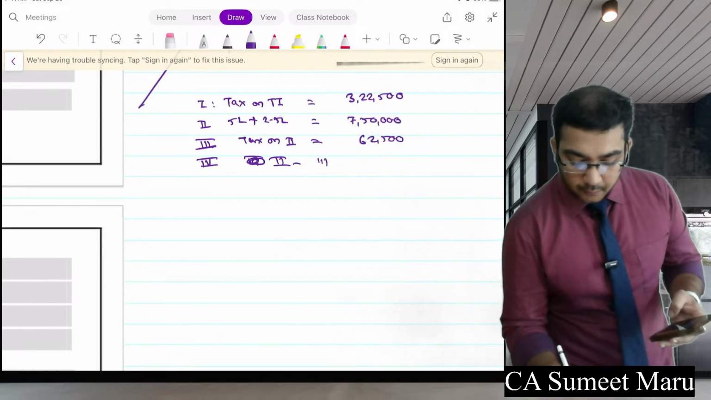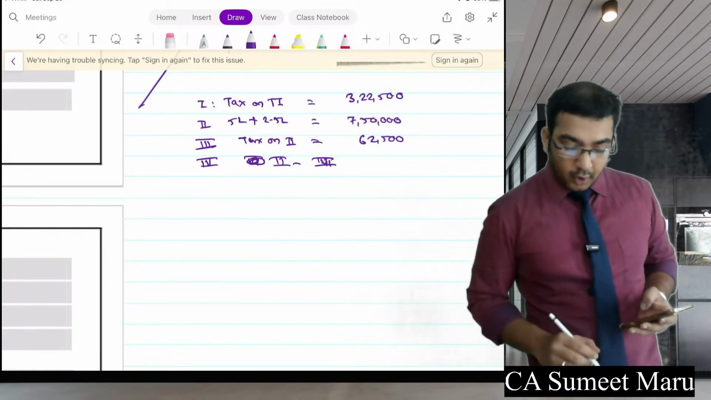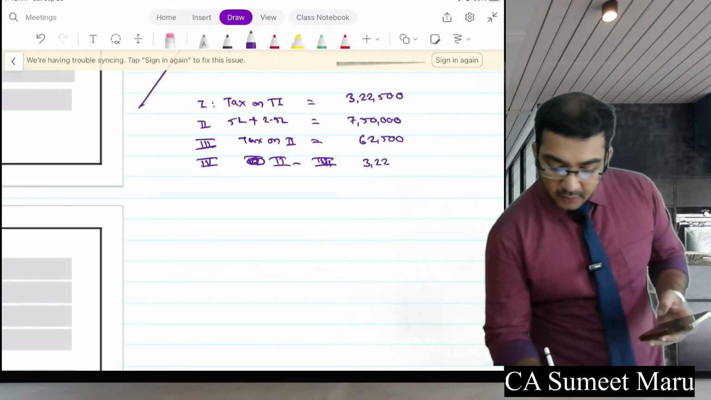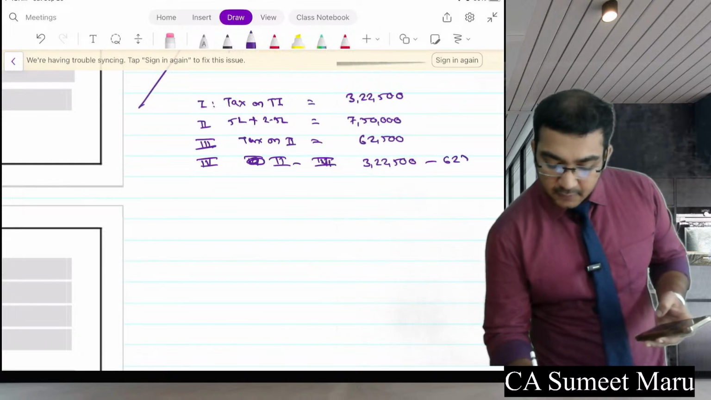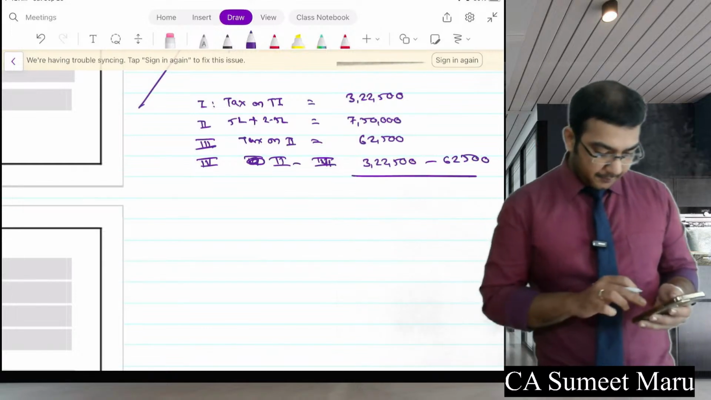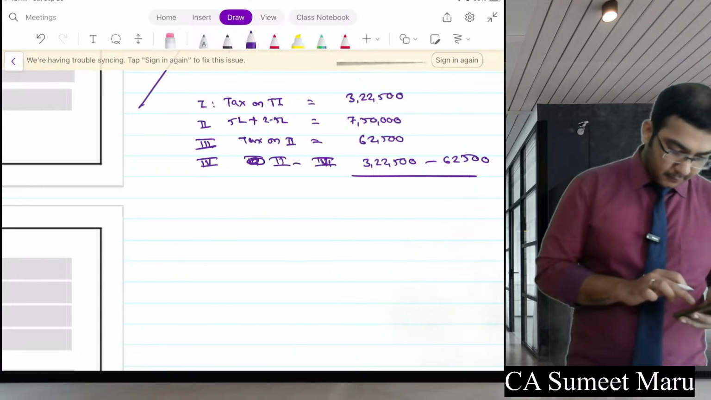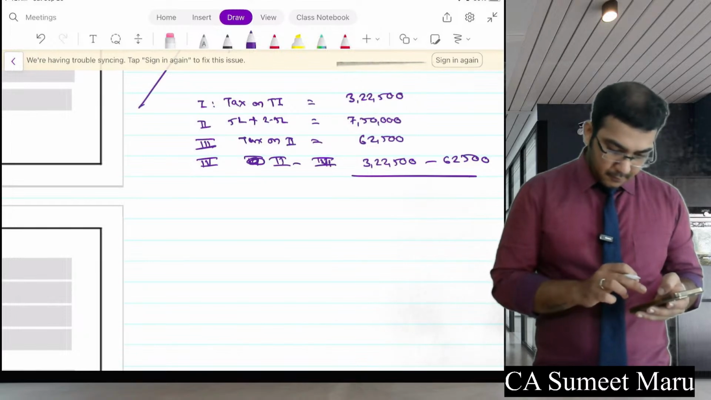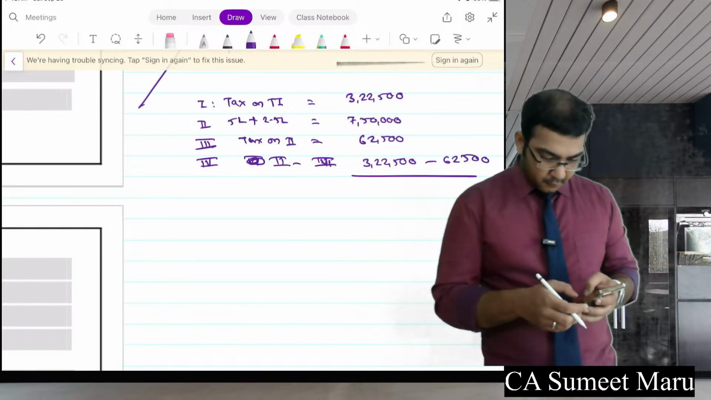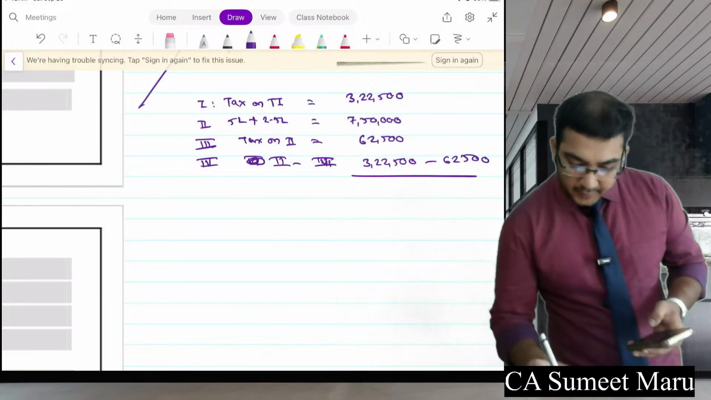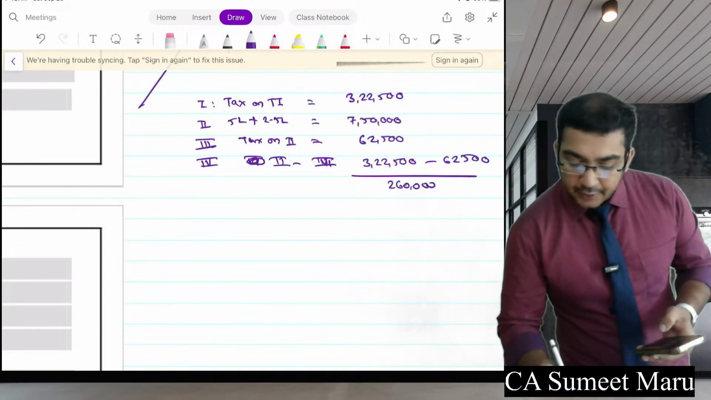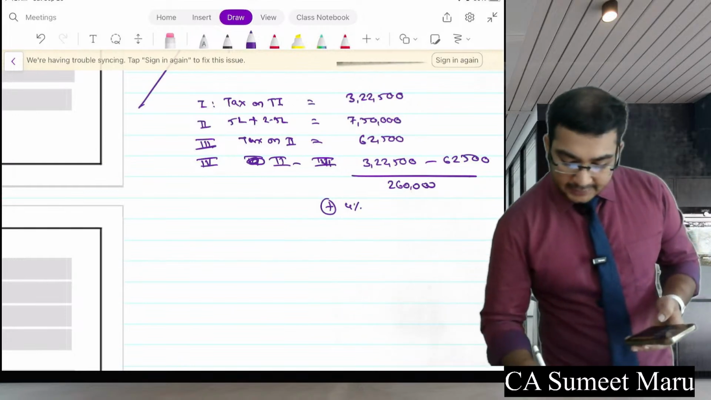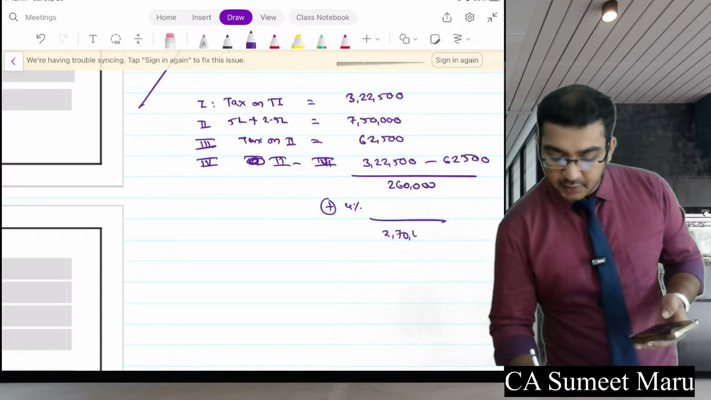Step 4 is step 2 minus step 3, sorry. Okay, so this goes to how much? 3,22,500 minus 62,500, which is 2,60,000, and you will add 4% health and education cess into this, and your tax goes to 2,70,400.